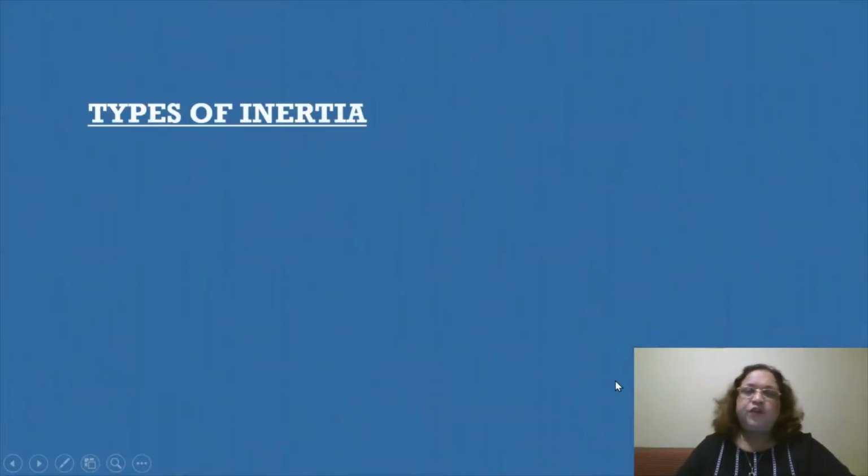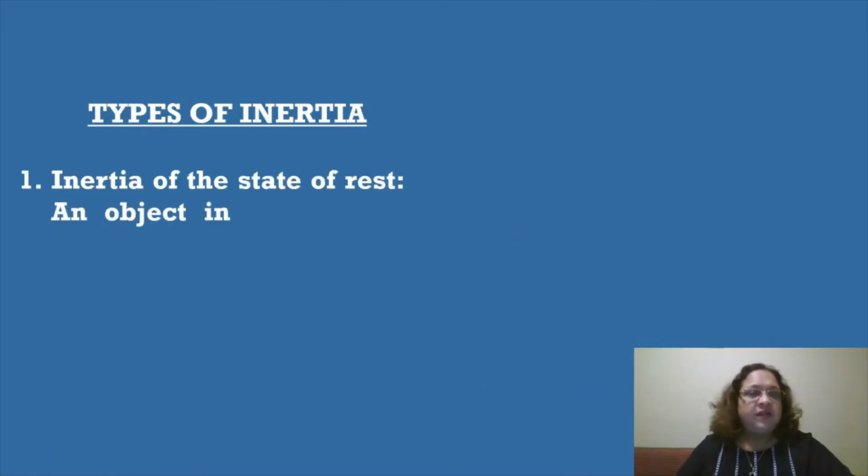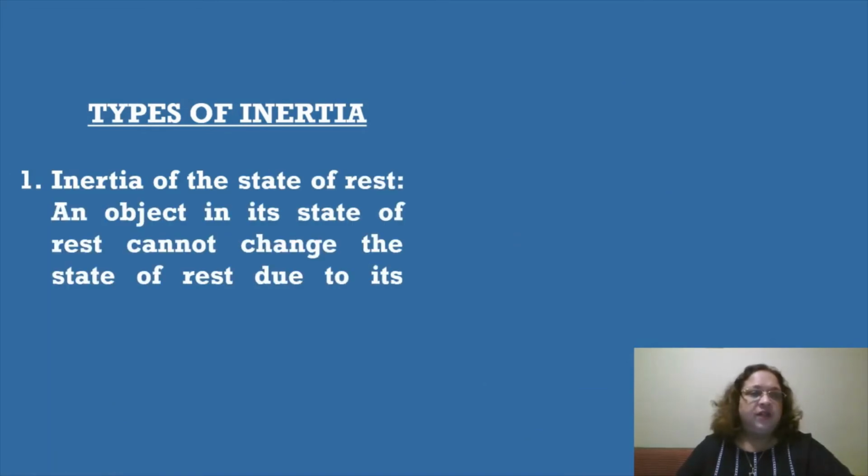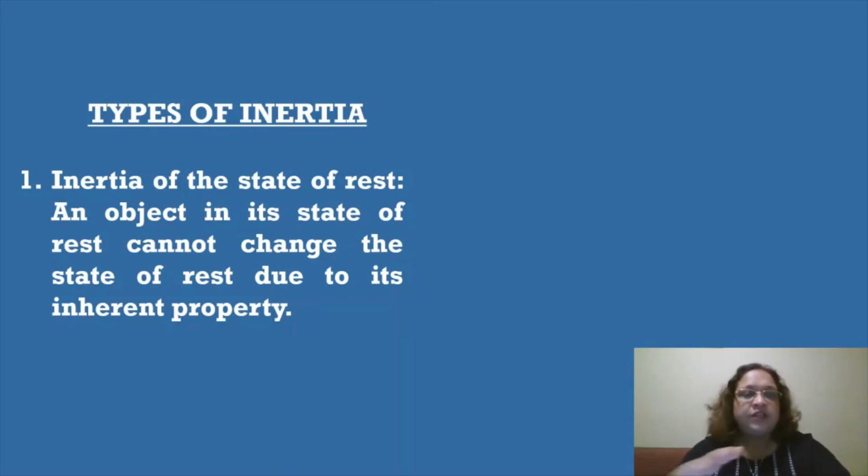There are different types of inertia. The first one, inertia of the state of rest. An object in its state of rest cannot change the state of rest due to its inherent property. Okay, so this is called inertia of the state of rest. State of rest is when there is no movement of the object. So an object in its state of rest cannot change its state of rest due to the property it has within itself of being able to remain at rest.